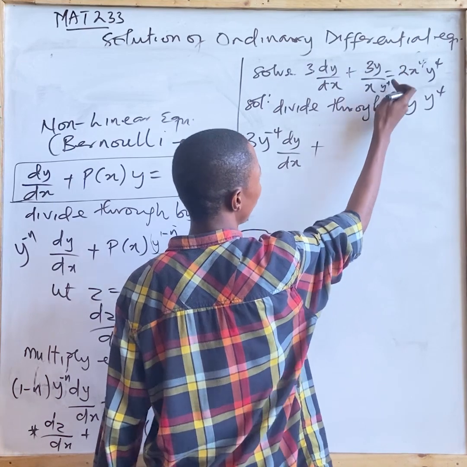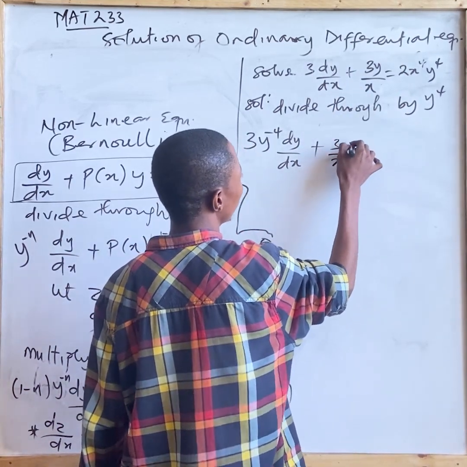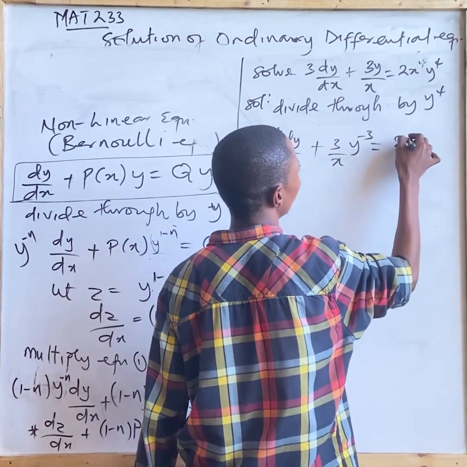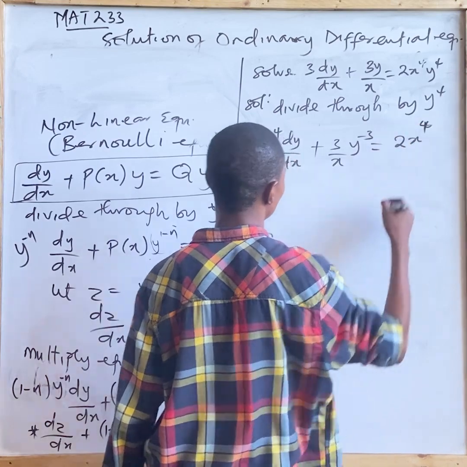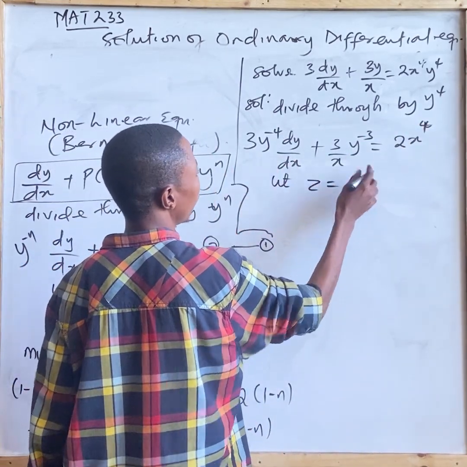It means that y raised to 1 minus 4, y raised to minus 3. So this one will be 3 over x, y^-3 equals, divided by y^4, 2x^4. Good. So after that, we now say let z equal to what?